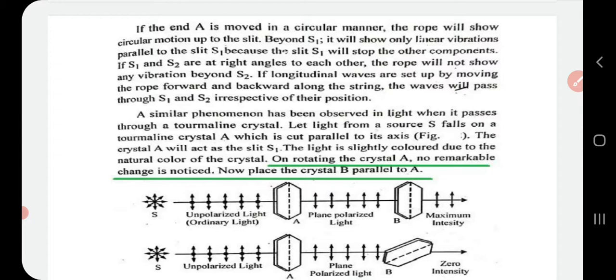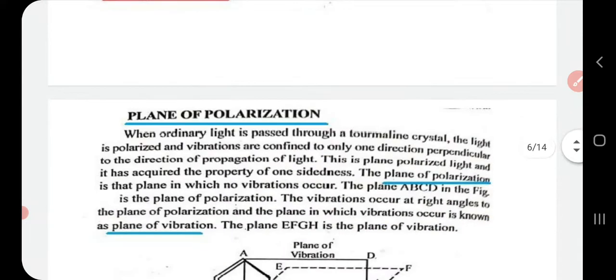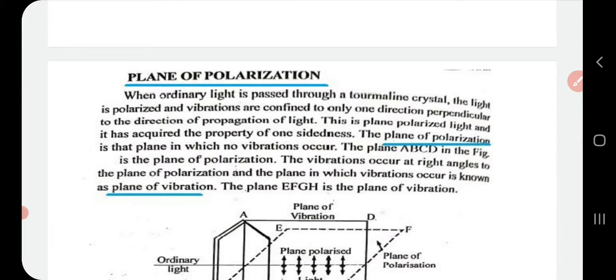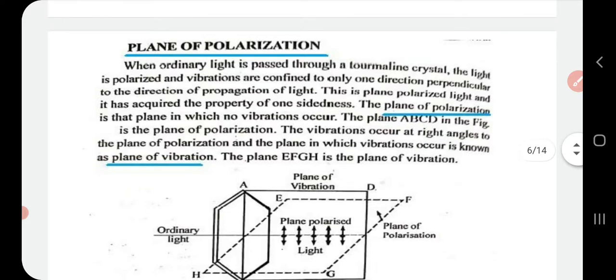In unpolarized light, all particles vibrate in all directions. Okay, and what is polarized light? In polarized light, all the vibrations are confined to a plane. Now here again you will get a definition, that is, what is plane of polarization and what is plane of vibration. Okay, now just read it.